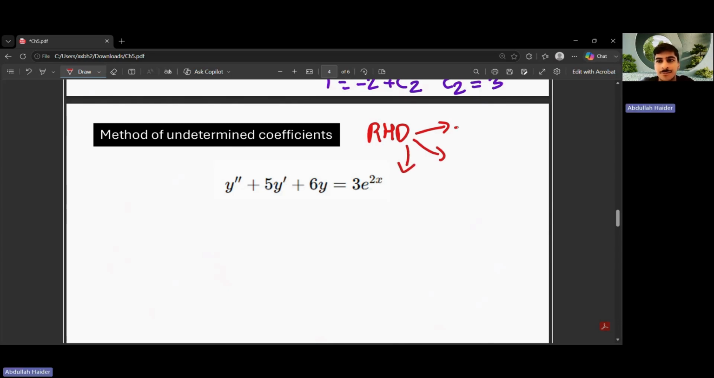Case 1 is exponential. Case 2 is trigonometric. And what I mean by trigonometric is sine or cosine. Or you can even have both on the right hand side, it doesn't matter. And we can have a polynomial.